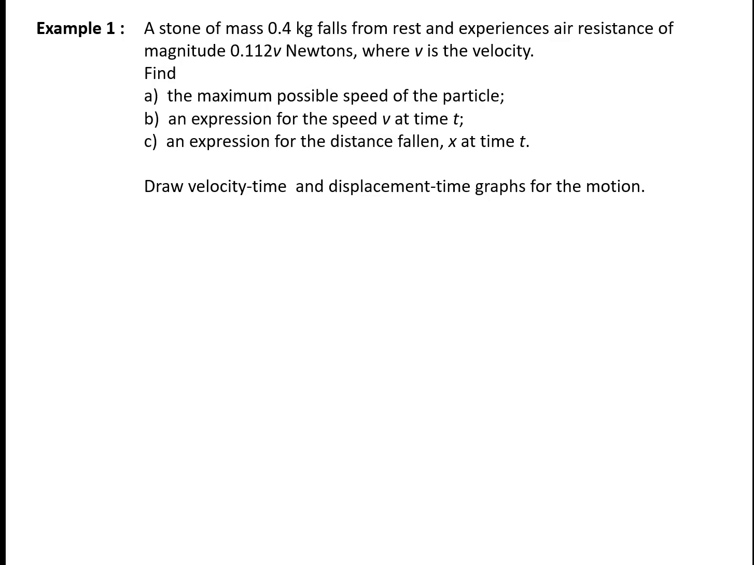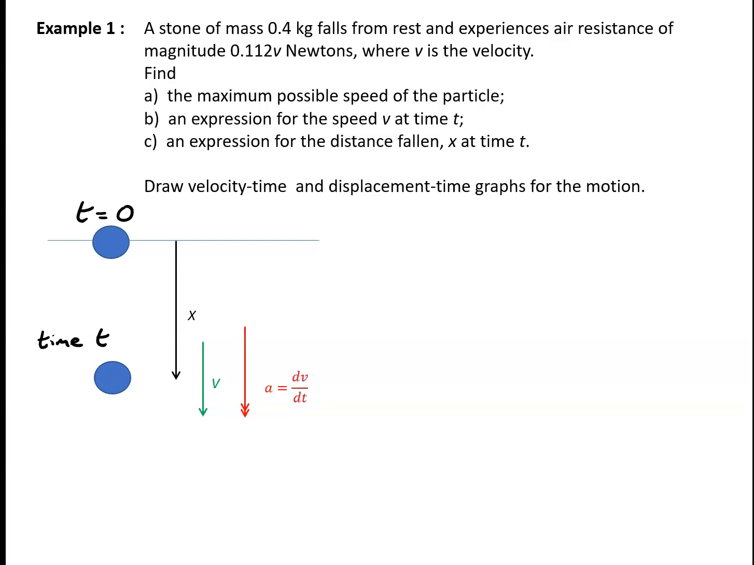So, as is usually the case with mechanics problems, we need to start with a diagram. There we are, at t equals 0, it's at its initial height, and then at some later stage it has fallen a distance x and is moving downwards with velocity v, and the acceleration downwards. For the acceleration, we'll write it as dV by dt to begin with. Forces acting on the particle are its weight and the air resistance of 0.112 V.